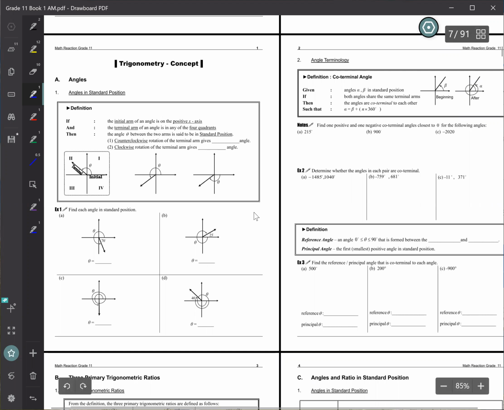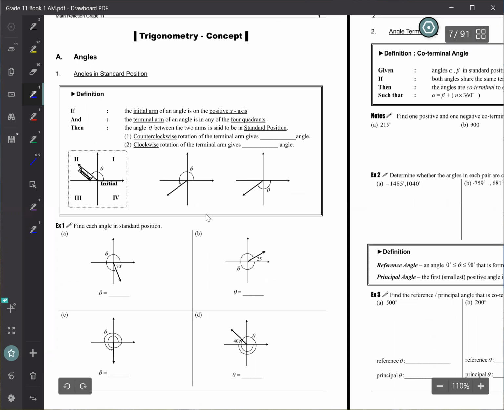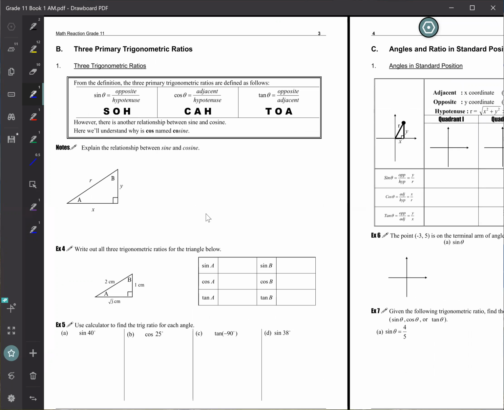So let's quickly go over what's inside this topic. First part talks about angles, angles in standard position. And we have some names about angles that we need to cover, like the reference angle, what's a principal angle, what's a coterminal angle. And then in part B, we will cover, right, page 3.